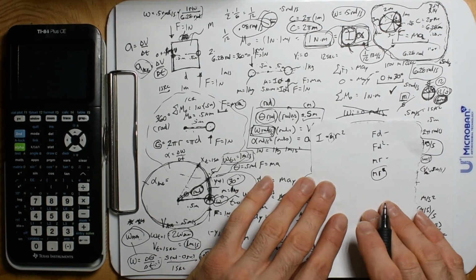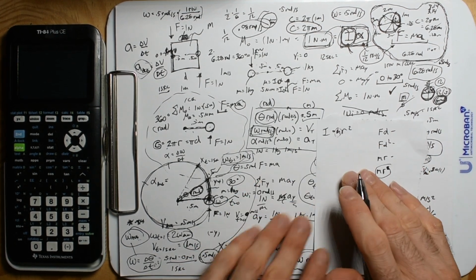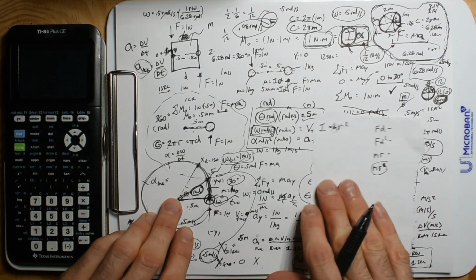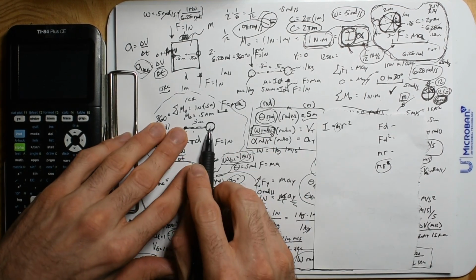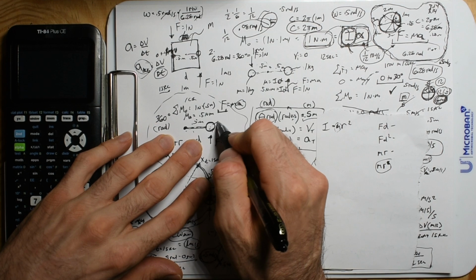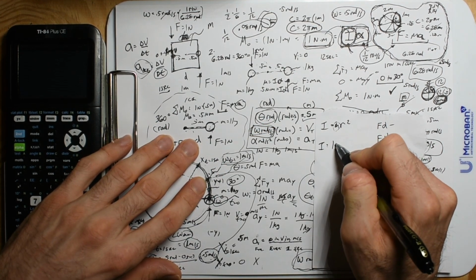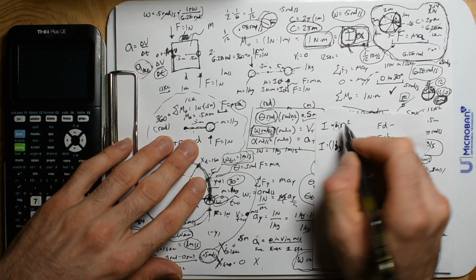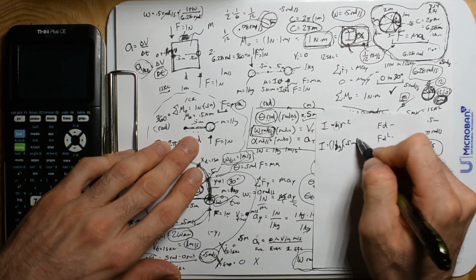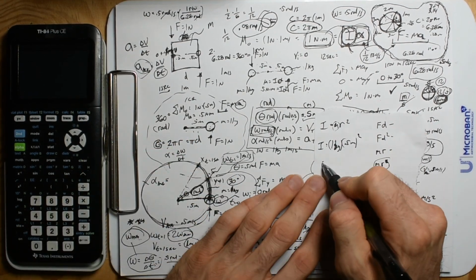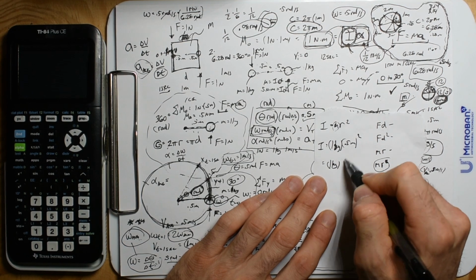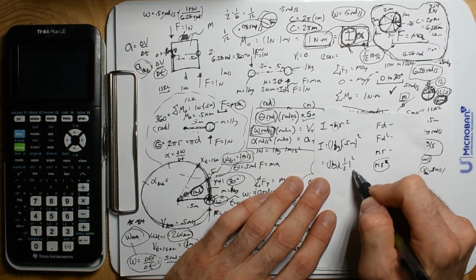Cool. All right, and then for our problem, and we just did this, we have a mass that's 1 kilogram. So our I is 1 kilogram, and then our radius is 0.5 meters, and then we're going to square it. So we're going to have 1 kilogram and then 0.5, that's like 1/2 squared.